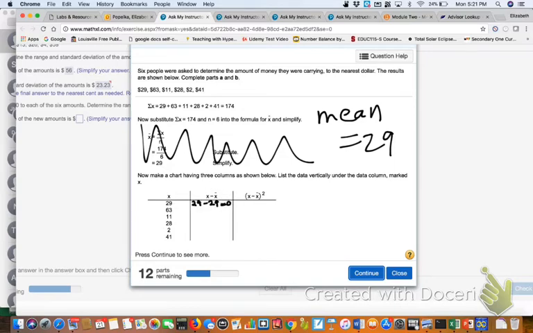Sorry, I realized I didn't really give myself enough room to write there. Then for the second part of the chart, of course, you would do 63 minus 29, and you would get 34. So for this entire column, all you're doing is taking the number in the first column and subtracting the mean.